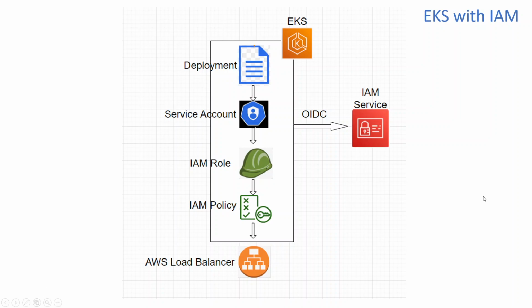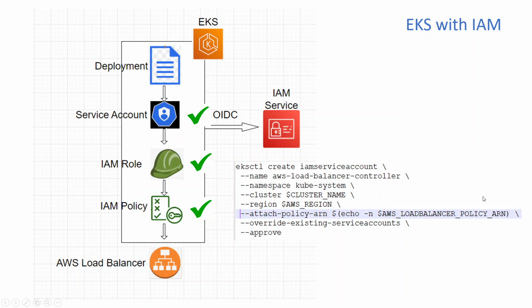Now let's see how it's done in practice. The first step is to create an IAM policy, and that can be done through the AWS console or through the AWS CLI. The second step is to run the eksctl create iamserviceaccount command.